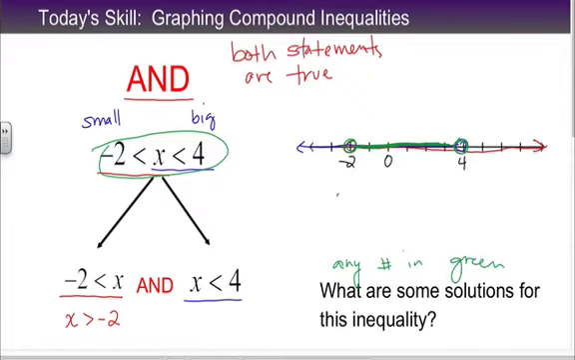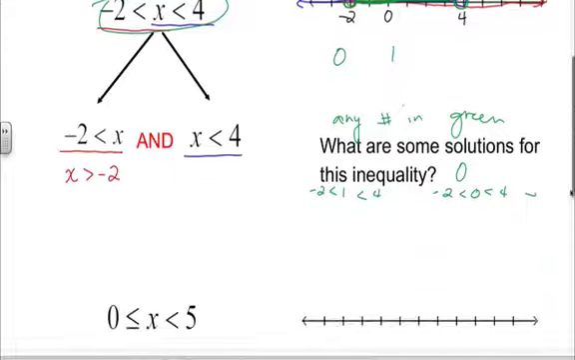So for example, 0 is a solution. Put that down here. Because -2 is less than 0 and 0 is less than 4. That's a true statement. 1 is a solution to this inequality. -2 is smaller than 1 and 1 is smaller than 4. Okay? Both of those statements have to be true.